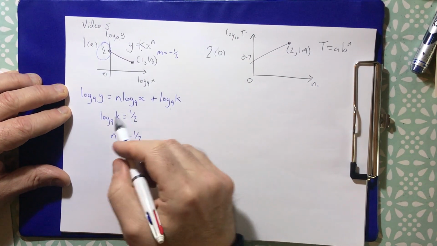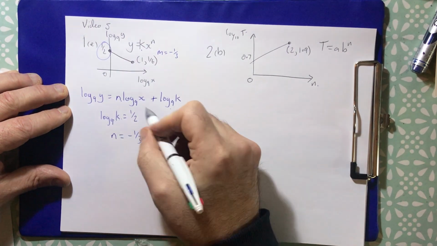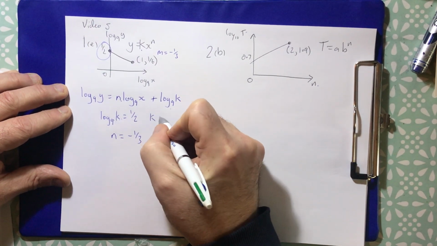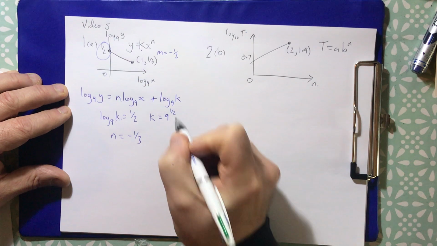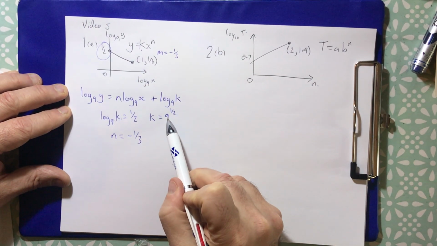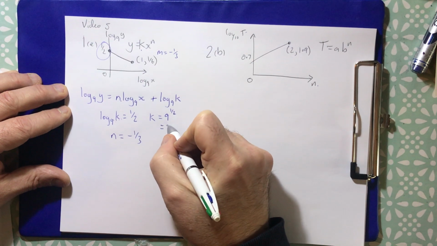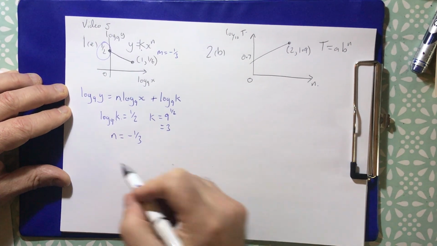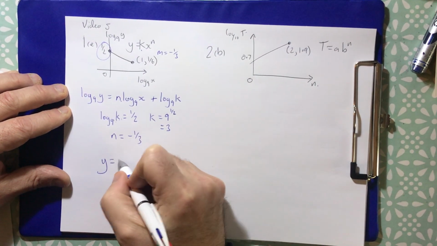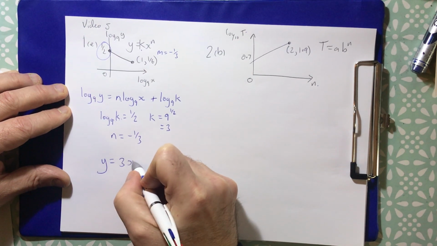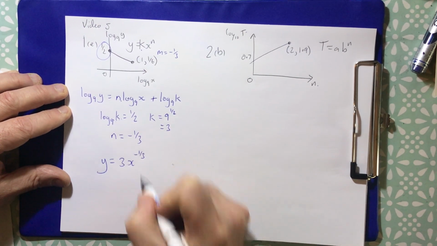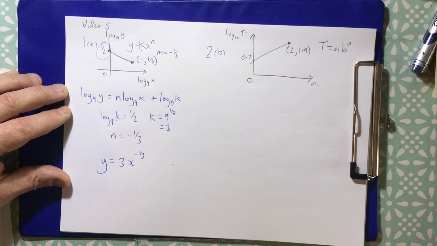Okay. You wanted k. To get rid of a log, you raise to a power. So k will be 9 to the power a half. Remember, a half is the square root. Square root of 9 is 3. So the formula for this one was y equals 3x to the power minus a third.